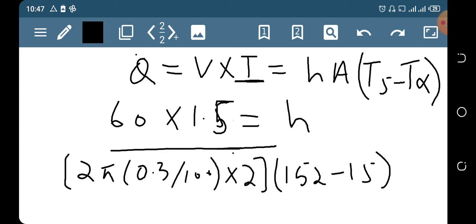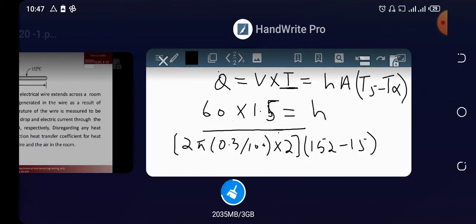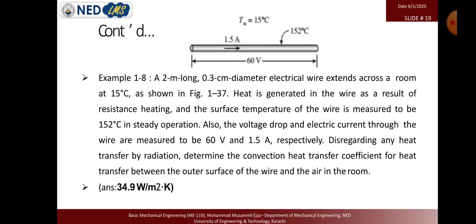Again, I just made one mistake. It is 0.3 centimeter diameter, and I just used it directly. We have to remember that when you are going to solve this numerical in your paper, always write the data. I did not write the complete data, that is why I missed some parameter.